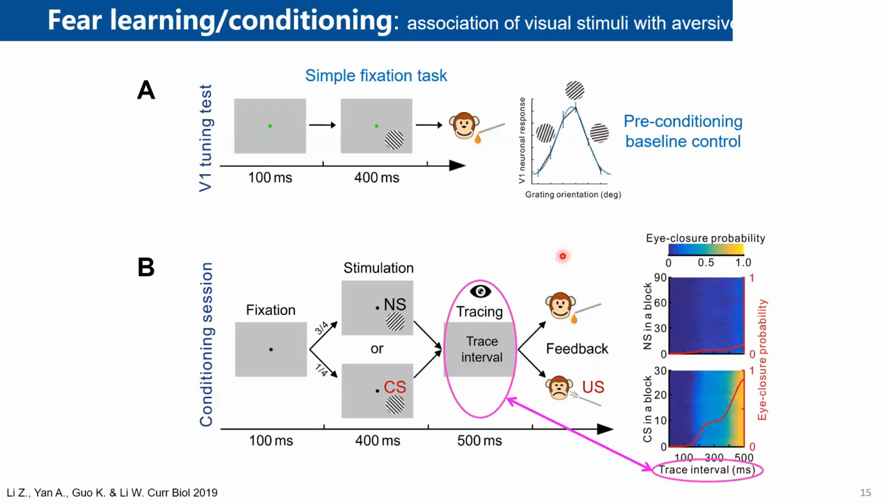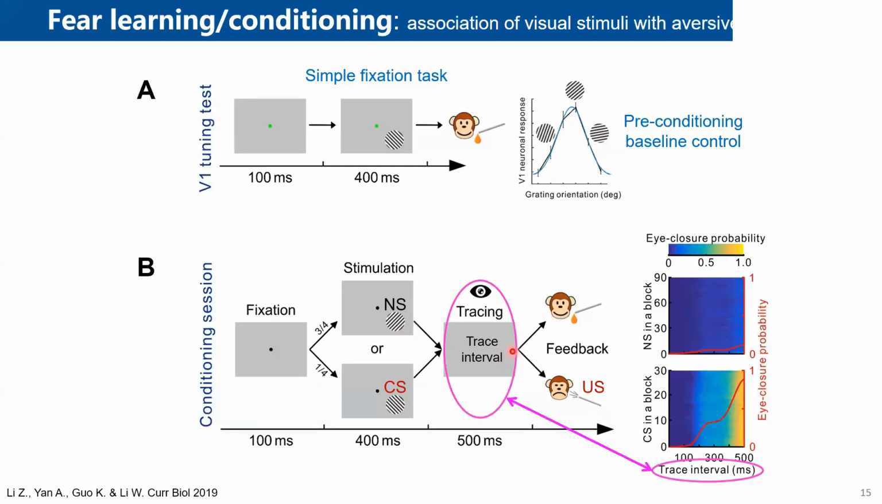Before the conditioning experiment, we measured neural responses in V1 as a function of grating orientations. Here is the typical orientation tuning curve. This condition was used as a preconditioning baseline control. Figure B shows the conditioning paradigm. Drifting gratings tilted to one side, for example the leftward tilted gratings, were used as a conditioned stimulus, the CS, which was paired with a very strong air puff delivered to the face at the end of the trial. The gratings tilted to the other side were termed the non-conditioned or neutral stimulus.